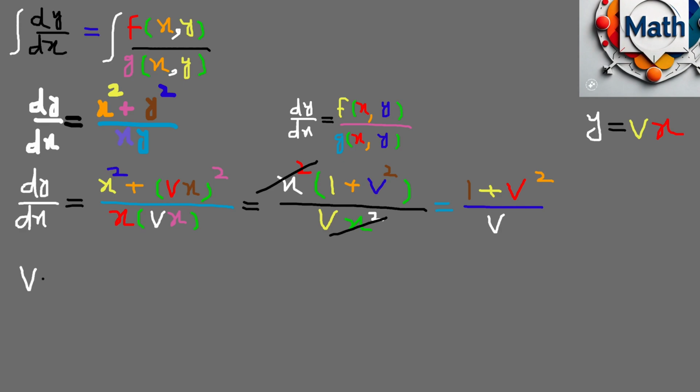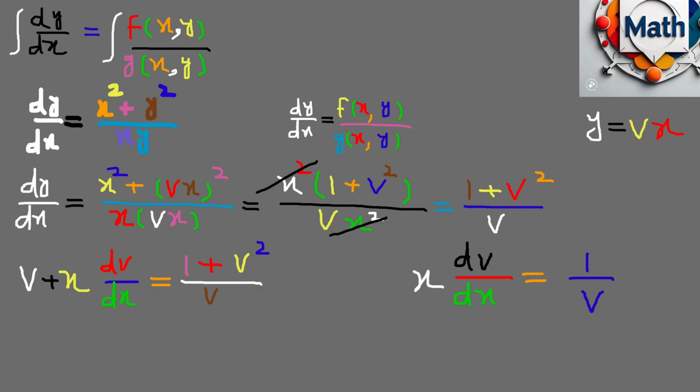Substitute: v + x dv/dx = (1 + v²)/v. Isolate x dv/dx = 1/v. Rewrite the equation to separate variables: v dv = dx/x.